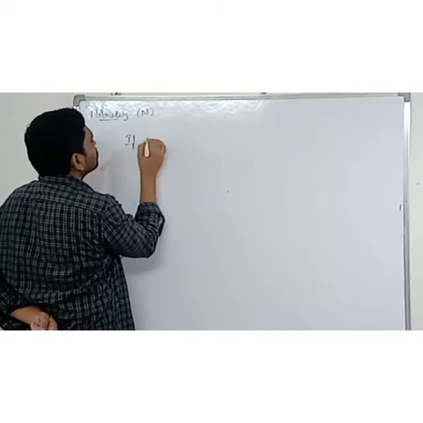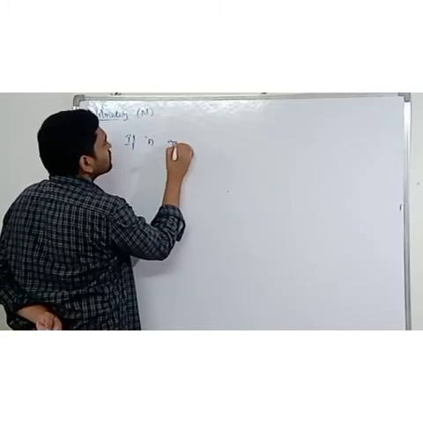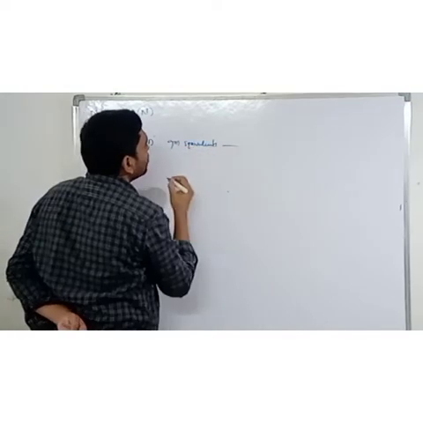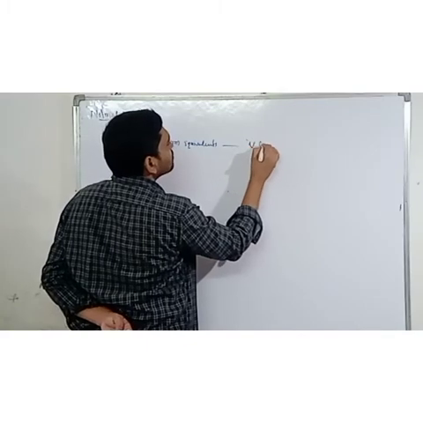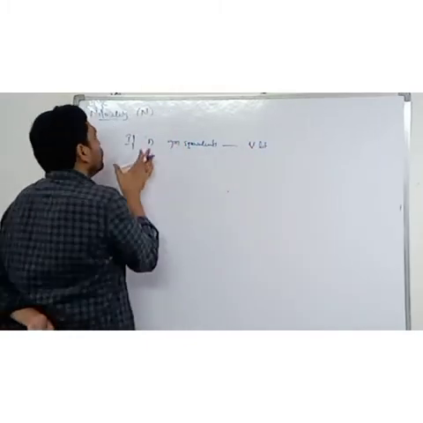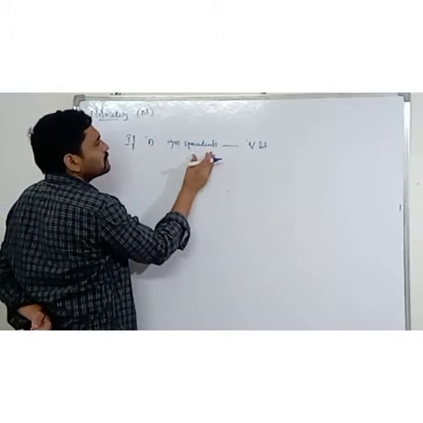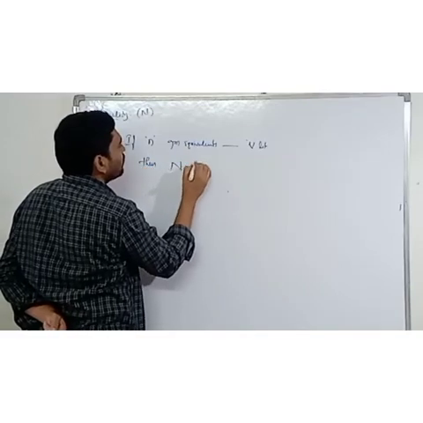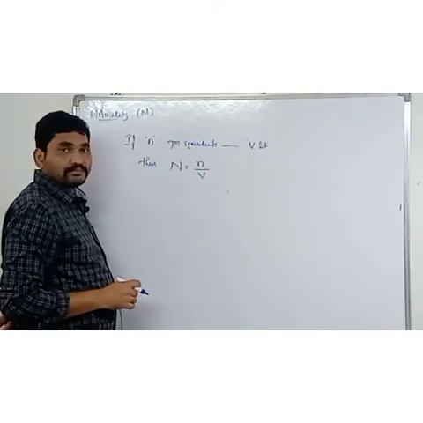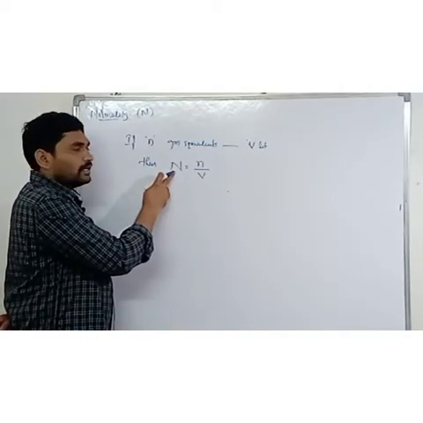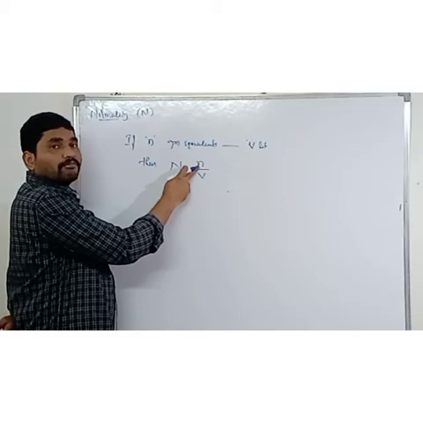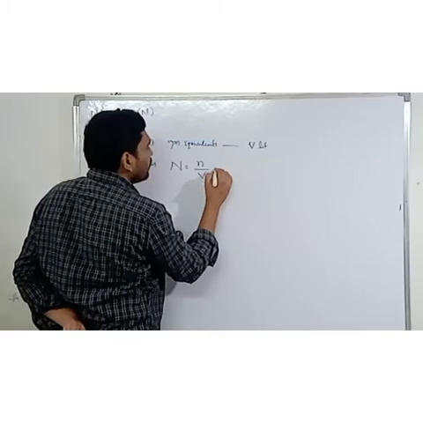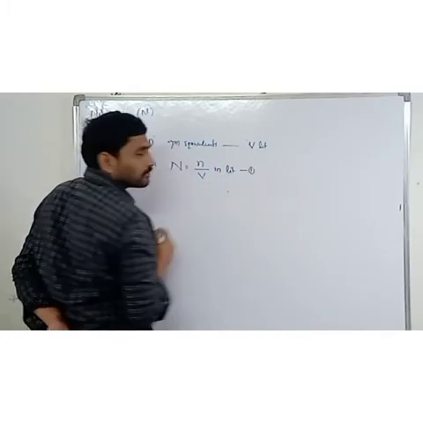If small n gram equivalents are present in V liters of the solution, then the relation is capital N equal to small n by capital V. Here capital N is normality, small n is the number of gram equivalents, and V is the volume of solution, taken in liters. It is equation 1.